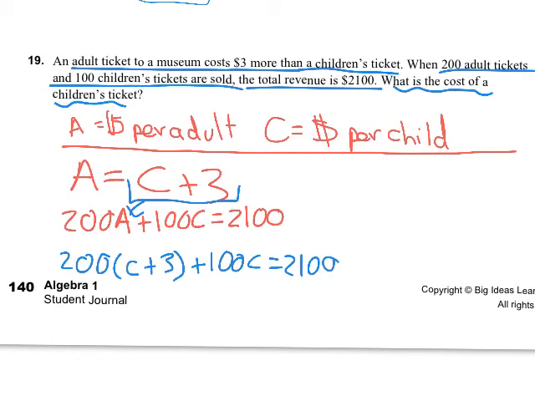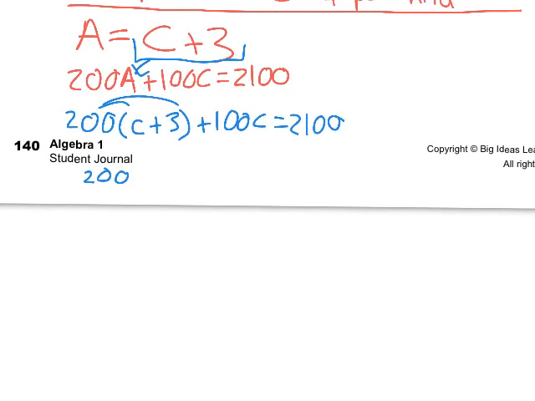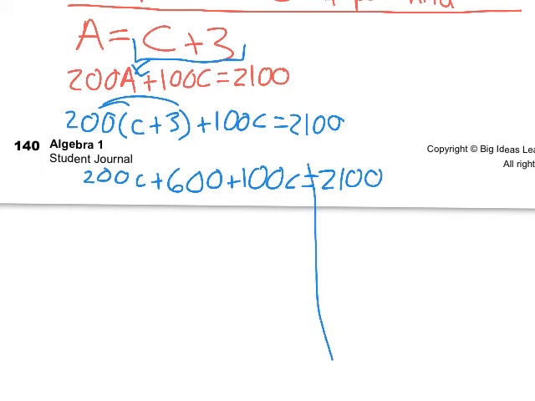So I need to distribute the 200 in. So I have 200C. Here, let me move up so you guys can actually see. Okay, so I have 200C plus 200 times 3 is 600 plus 100C equals 2100. Okay, so now I have like terms on the same side. 200C and 100C makes 300C. Bring down my plus 600, and that's equal to 2100.